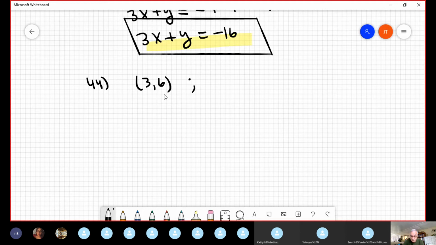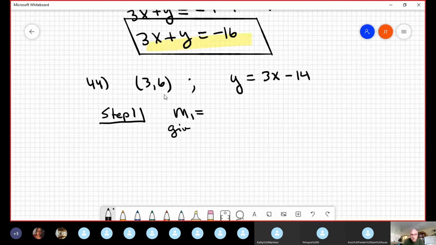The point (3, 6); the given line is y equals 3x minus 40. Okay, I need help, guys. Who will guide me? What should I do? Step 1. Find the second slope. But first of all, you find the first slope, no? It's the given. What is the given slope?